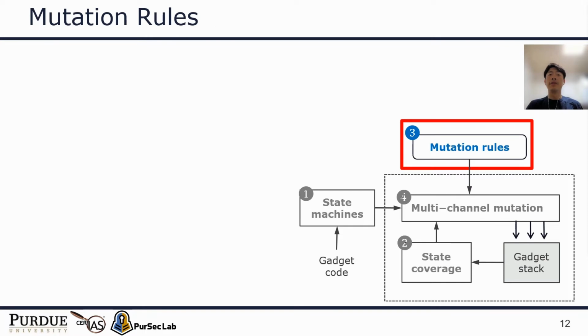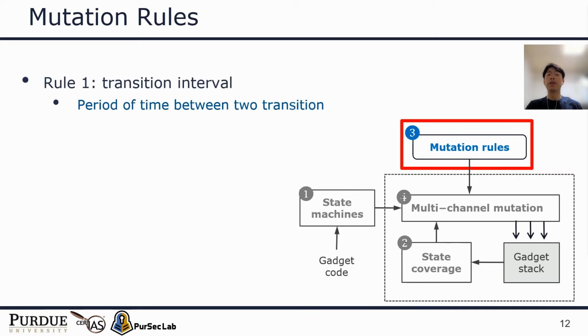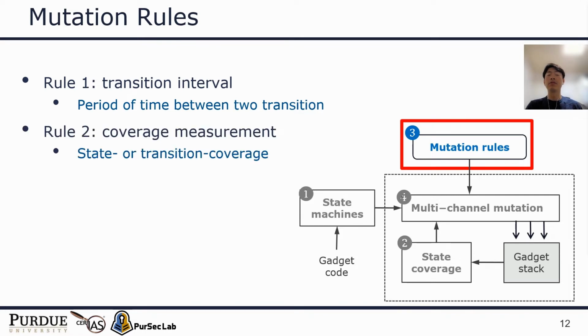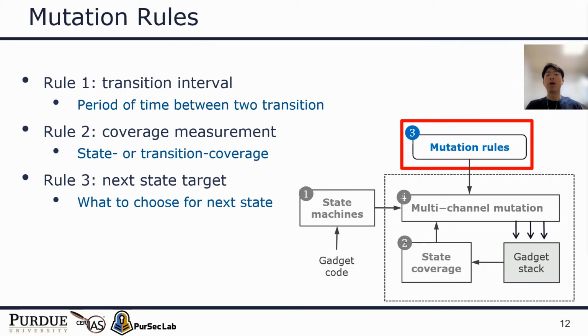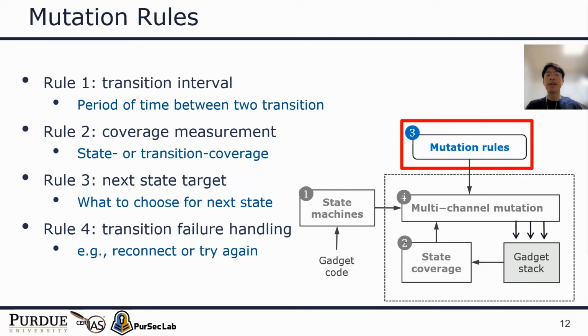For stateful fuzzing, FuzzUSB provides some flexibility of state-aware mutation by allowing users to choose a detailed mutation strategy. To do so, we define 4 mutation rules. First, users are allowed to specify the state transition interval so that they can stay in a state for a given time. Second, users are allowed to pick either state or transition coverage for state coverage tracking. Third, users are allowed to specify their preference for the next state if there is more than one state that the current state can move to. Lastly, users are allowed to react when a transition fails.